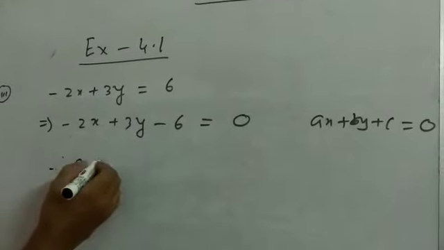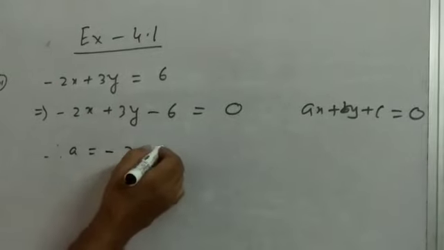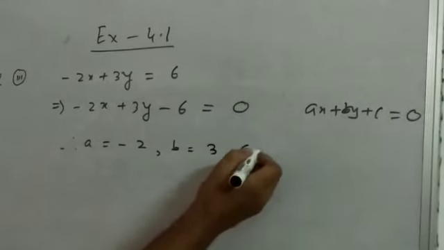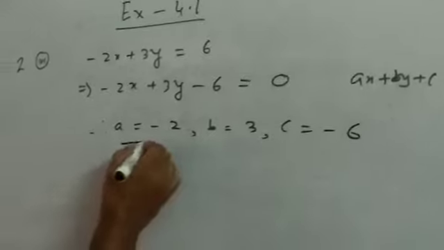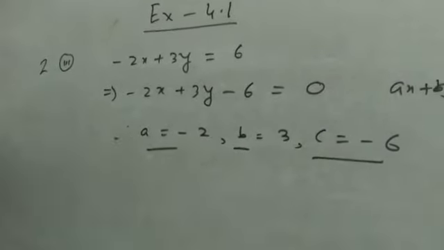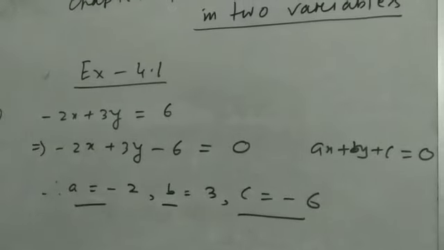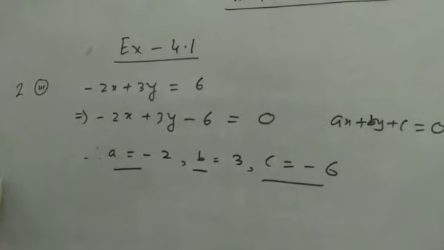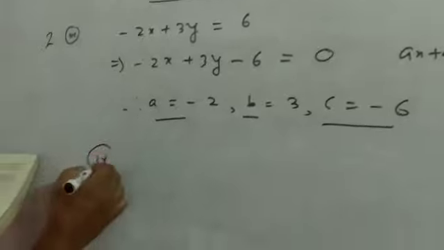So now we will find the values of a. A value is minus 2, b value is 3 and c value is minus 6. So these are the values of a, b, c. Okay. So all are same math. Others we will try. Number 4 I will show.